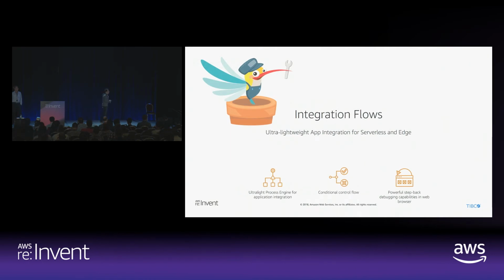So it's not Mario dressed up as a bird or anything like that. But in fact, this is our integration flows. Integration flows, as I said, was kind of the first implementation of an action type. And this is fundamentally a process engine. It's a process engine that was designed specifically for application integration, but you can leverage it in a lot of different capacities.